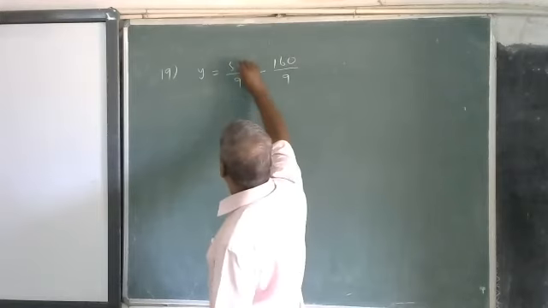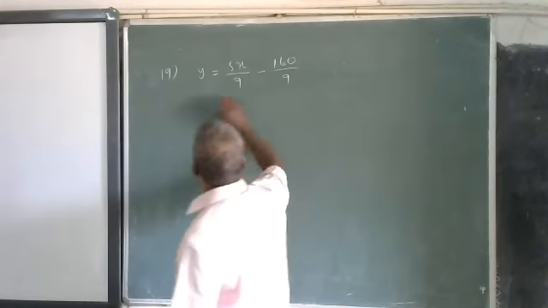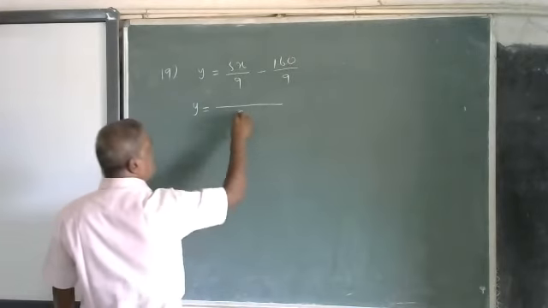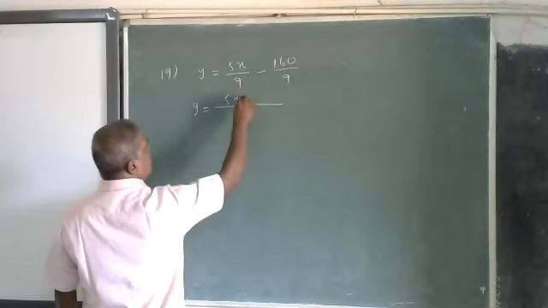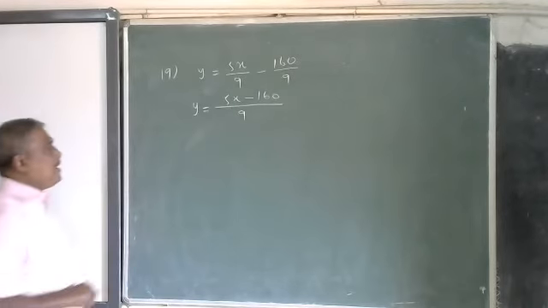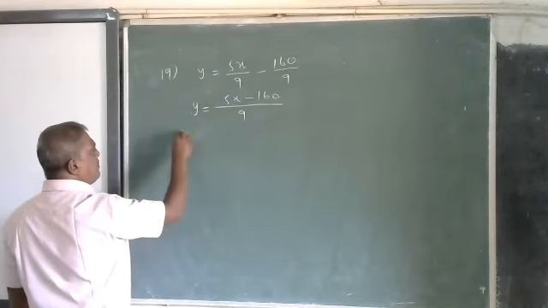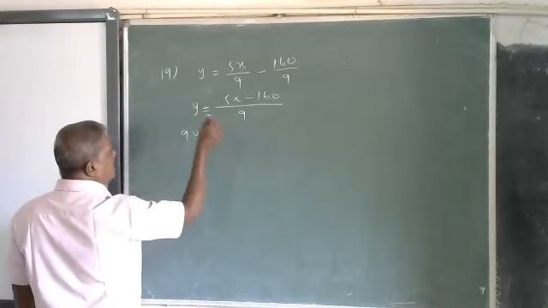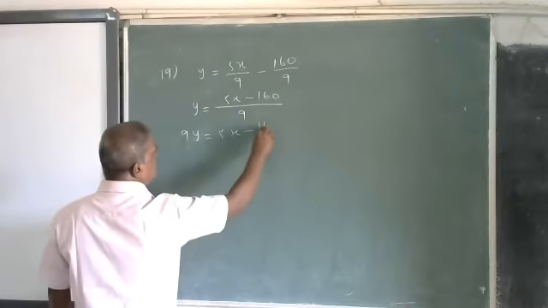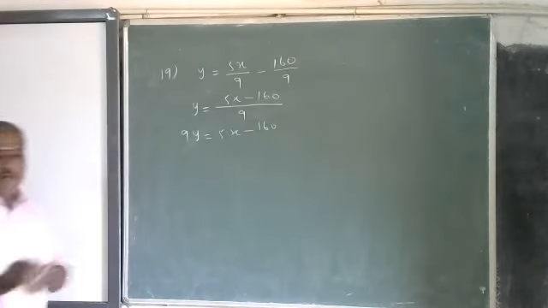y is equal to 5x. Taking the LCM on the line, 9, multiplying by the LCM, 9y equal to 5x minus 160. Now multiply by 9 on both sides: 9y equals 5x minus 160. Now solve for x.